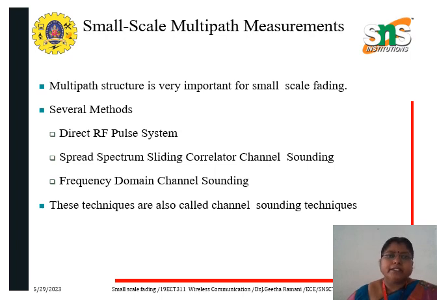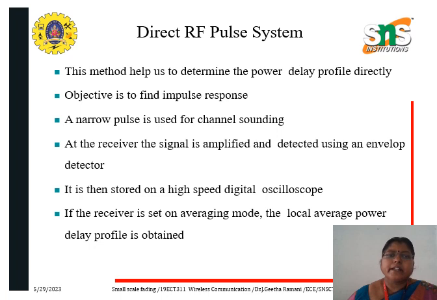There are various methods to measure the small scale multipath effect, that is, direct RF pulse system, spectrum sliding correlator channel sounding and frequency domain channel sounding. These techniques are also called channel sounding techniques. This is very important for small scale fading calculations. In the case of a direct RF pulse system, the main objective is to find the impulse response. A narrow pulse is used for channel sounding. At the receiver side, the signal is amplified and detected using an envelope detector.